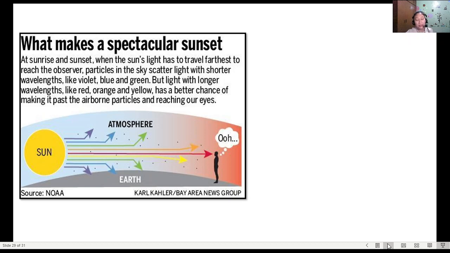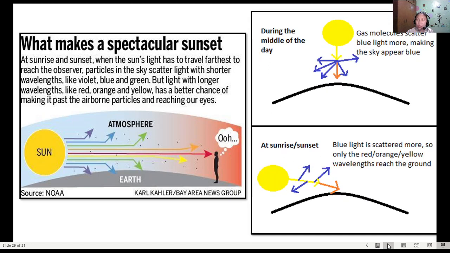So, during the sunset, yung pinakamahabang wavelength, which is red, siya yung successfully nakarating sa mata natin. Kaya, nag-appear na red ang sunset. So, to summarize, during the middle of the day, gas molecules scatter blue light more, making the sky appear blue. And at sunrise or sunset, blue light is scattered more. So, only the red, orange, yellow wavelengths reach the ground. So, pag nakarating na siya sa ground, nandun tayo, nakatayo, makita natin yung red.